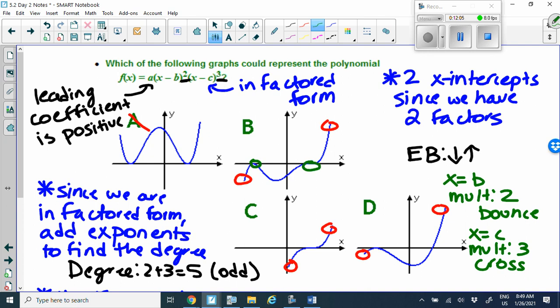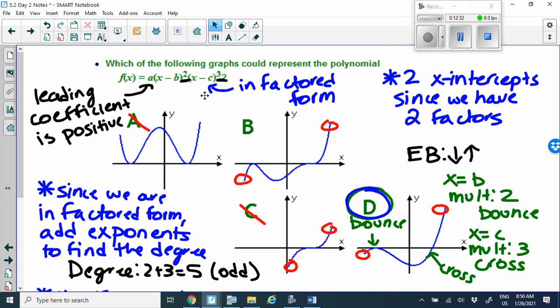But that's a little bit more of a flex, right? Okay, what about C? Well, C doesn't work because we only have 1 x-intercept. But what about D? Does D work a little bit better? Well, if we look, yes, we have a bounce and a cross. So D would be our answer here.